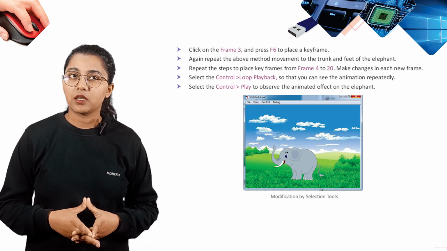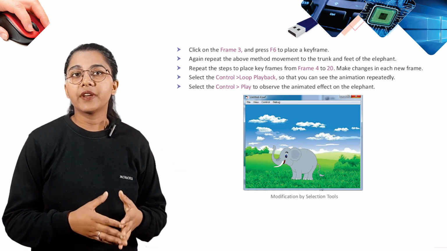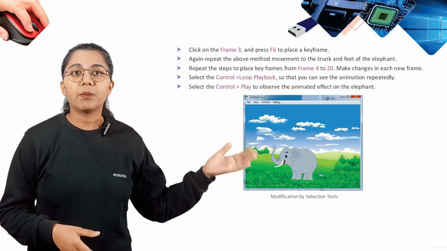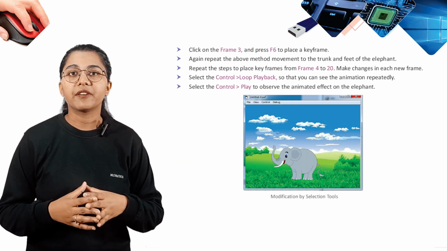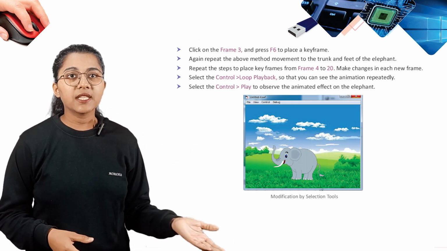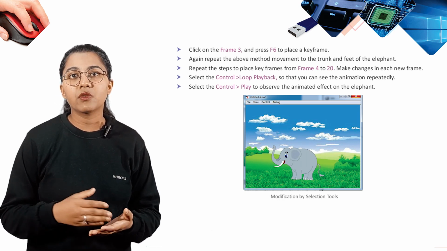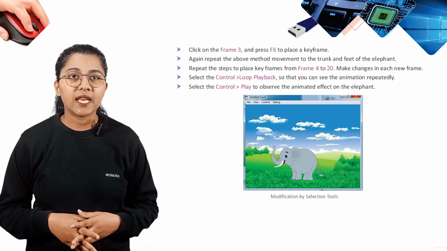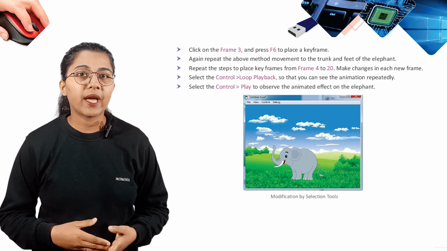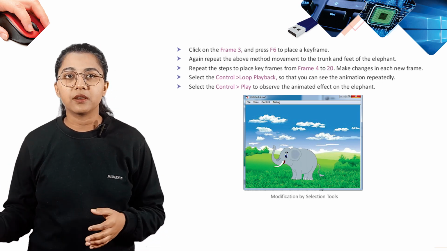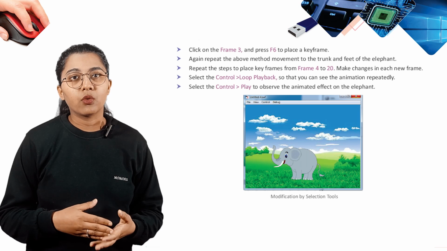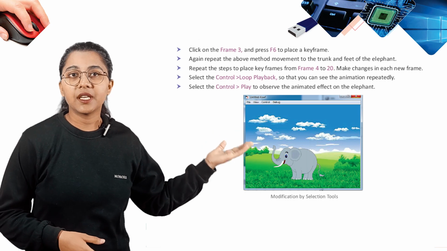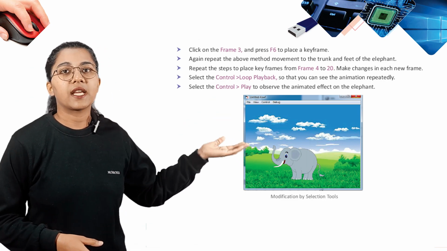Now let's continue our steps. So next, click on frame 3 and press F6 to place a keyframe. Now next, again repeat the above method, moving the trunk and feet of the elephant. Now next, repeat the steps to place keyframes from frame 4 to 20. Make changes in each new frame. Then next, select Control, then Loop Playback so that you can see the animation repeatedly. Now next, select Control, then Play to observe the animated effect on the elephant. Here you can see the interface of modification by the selection tool.